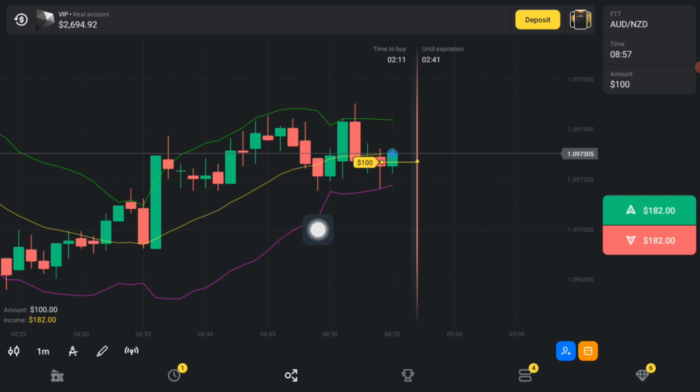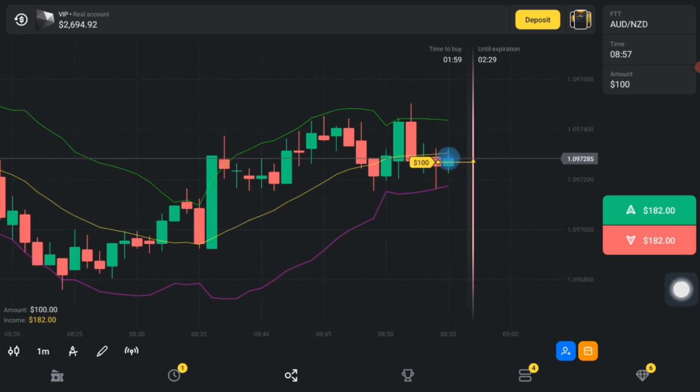Okay, either the pink or red line, depending on the way you set your own. As long as the market is maintaining between the pink and the yellow line and is in an uptrend, keep on going up with this indicator. So right now we have placed the second trade.